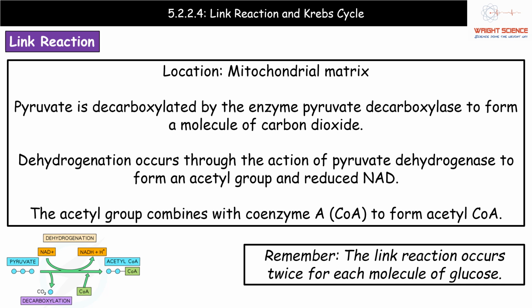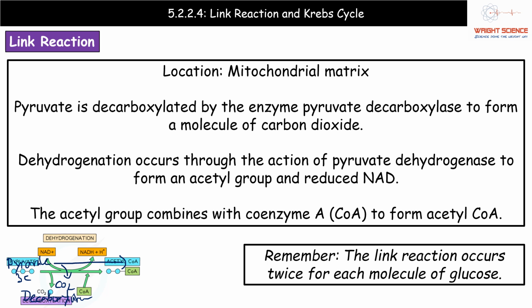Now, when we actually get to the mitochondrial matrix, then what's going to happen is we start off with our pyruvate, remember, which is a 3-carbon compound, and it is going to be decarboxylated. Now, decarboxylation basically means that we're removing carbon dioxide because we're removing a carbon and it's going to form this carbon dioxide. So that is what we refer to as decarboxylation.